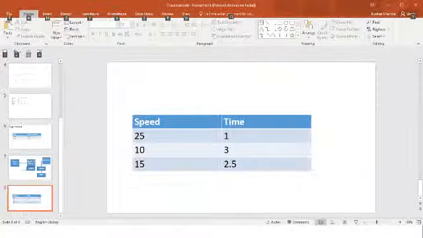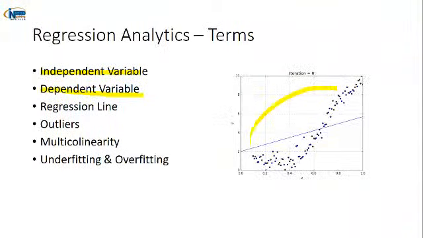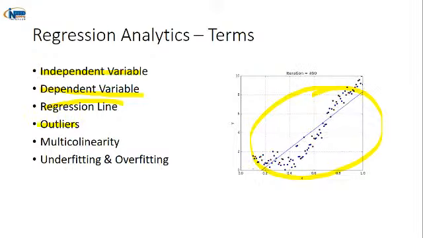Regression line, so we draw this type of graph and we draw a line, you can say it's a line of averages. This line helps us to determine further outputs. So there is a concept of regression line as well. Then there is a concept of outliers. We'll also see multicollinearity, underfitting and overfitting. Let's quickly have a look at all these things.